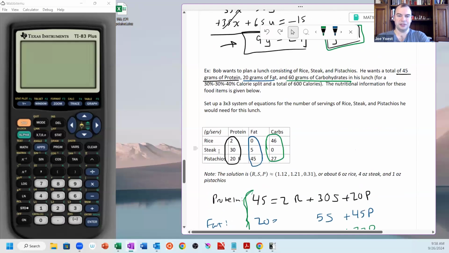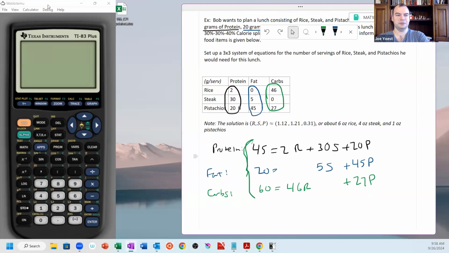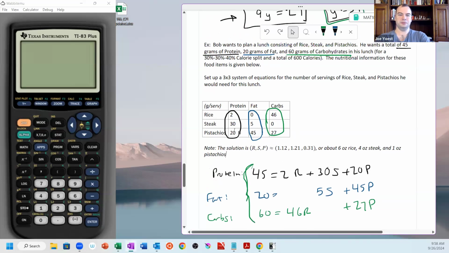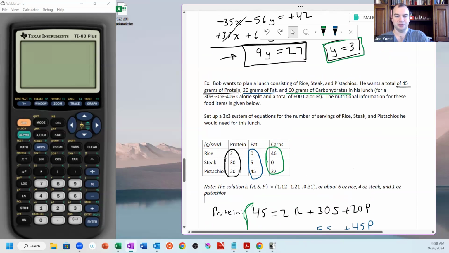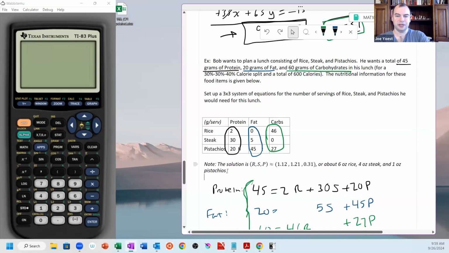The other nice thing about this is if you can automate this by, say, using a calculator or an online tool, you could decide what 3 things you want for your meal today, what 3 constraints you want to satisfy, and then figure out how much of each you would need. And then see if that's reasonable. If it's like 10 ounces of steak and 1 ounce of rice and no pistachios, that's kind of a silly meal. But anyway, so you can set up and solve equations.